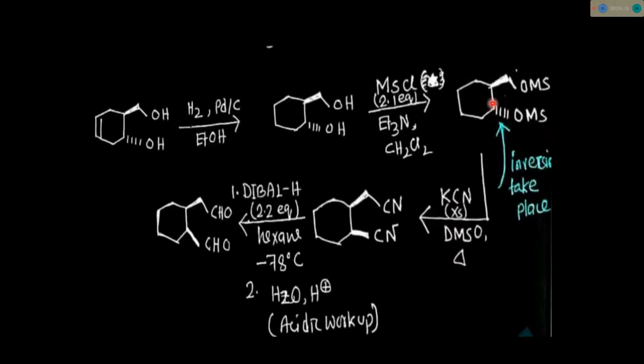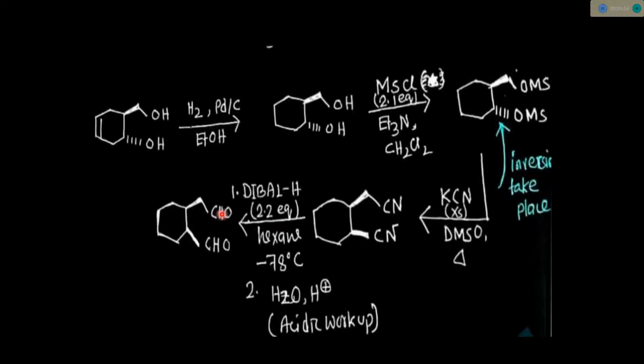CN will attack from the top side. In that case, CN minus attacks this carbon, so there is no stereochemistry at all. But in this case, since it is directly connected to the ring, CN minus attacks from above. Since OMs is below, CN minus attacks from above, so we will get this type of product after treatment with KCN. In this case, inversion takes place.